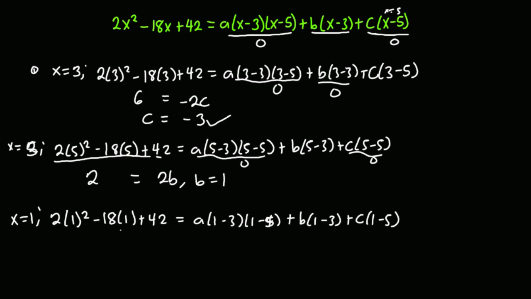So doing that, we will end up getting 26 is equal to, this will give us negative 2 times negative 4. We'll get positive 8. So we get 8a. Then we have negative 2b.